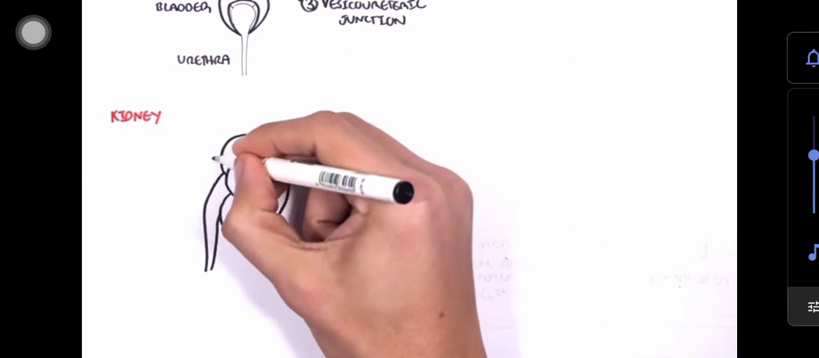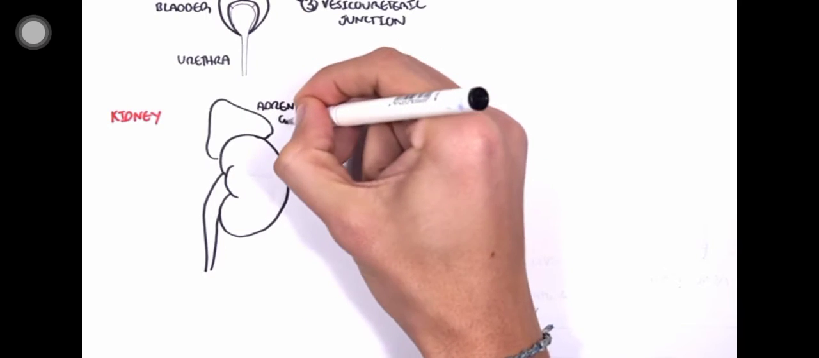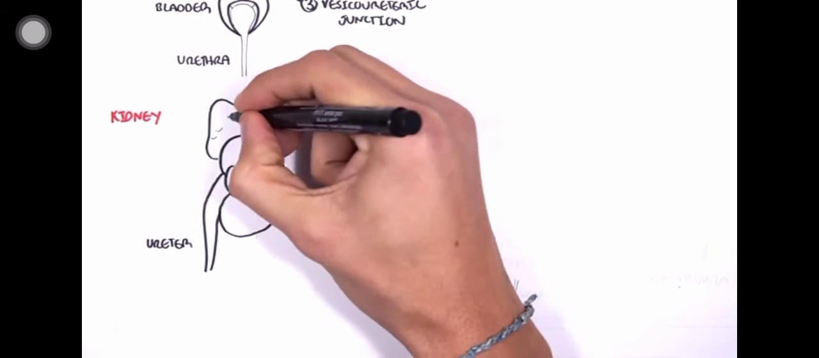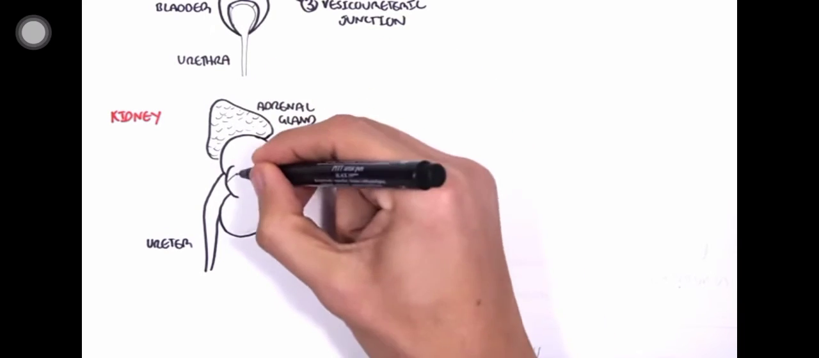The kidney is the organ responsible for filtering the blood and disposing of waste. It's important for regulating blood pressure and regulating electrolyte balance. It is also responsible for producing some important hormones such as erythropoietin and activation of vitamin D. Here is the adrenal glands, which are again the endocrine glands that sit above our kidneys. Here is the ureter.